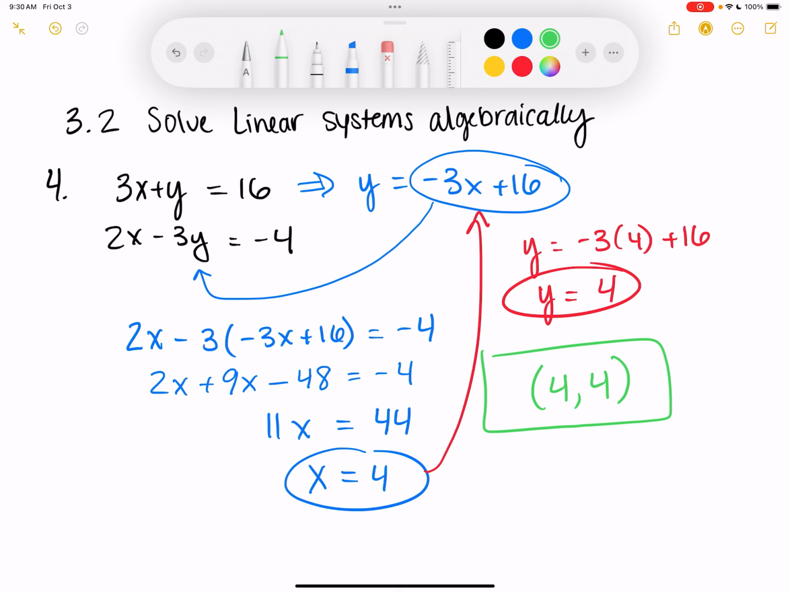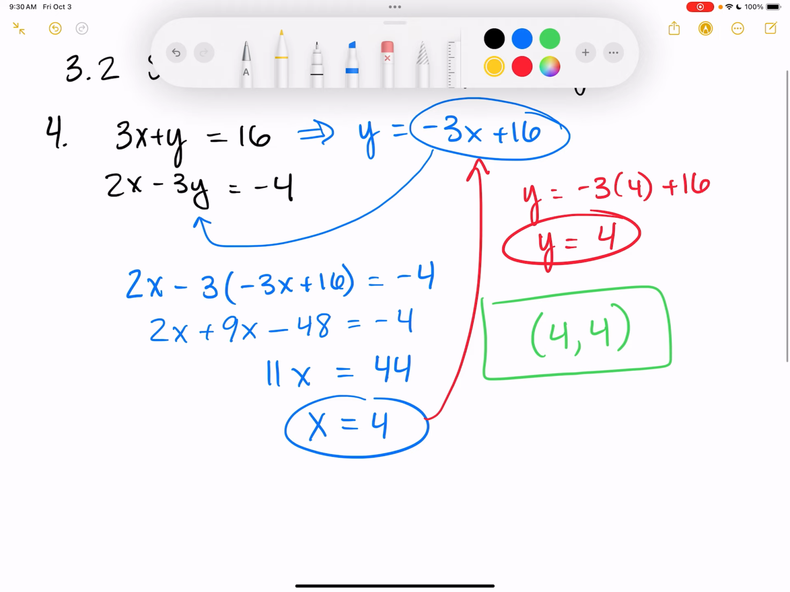You can choose either one to check it in. I'm just going to check it in the top one. So 3 times 4 plus 4 equals 16. So 12 and 4, 16 is equal to 16, so I know that that one's good.